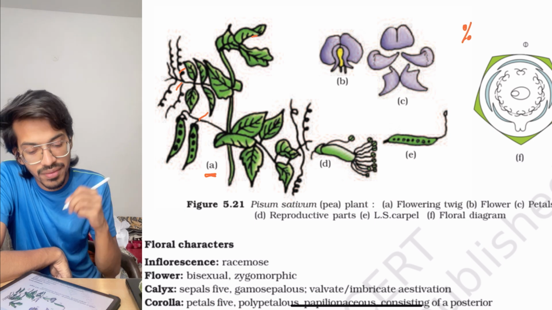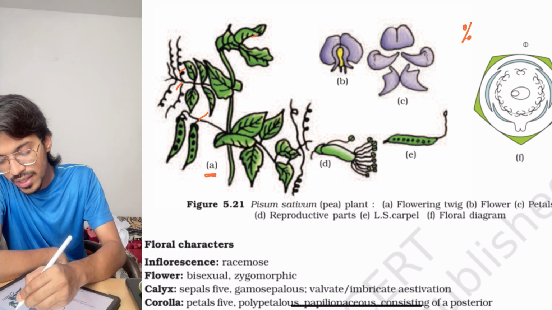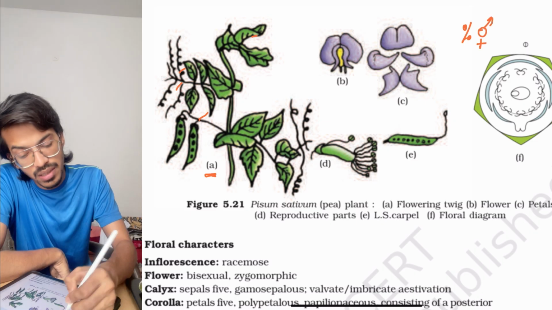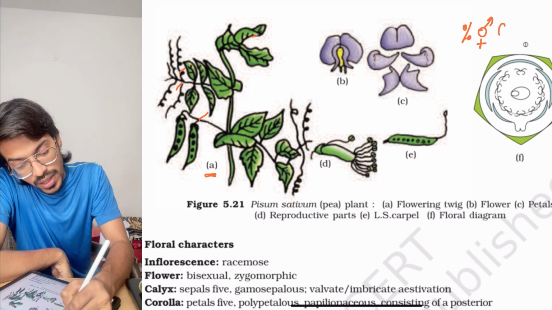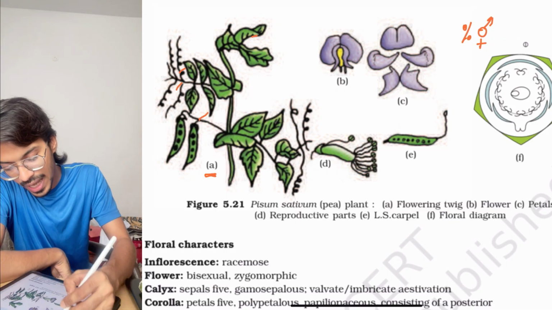Then it has male and female parts, because this is the female and this is the male part. So we can write: it is a bisexual flower. Then comes the question of what kind of calyx is present. First we will write about the calyx.